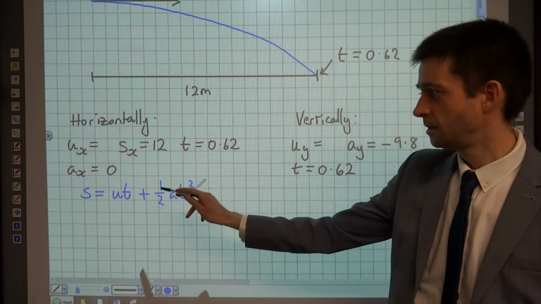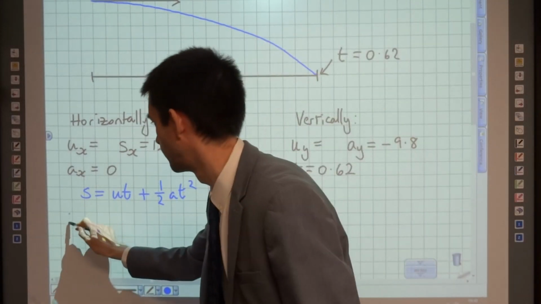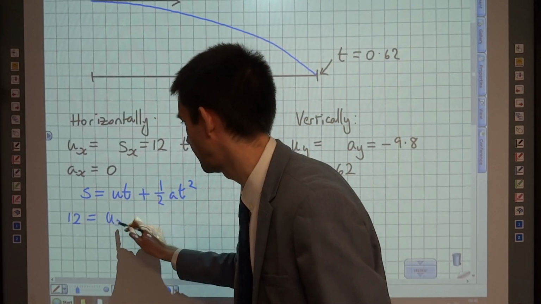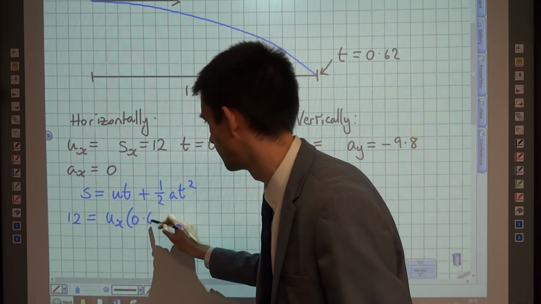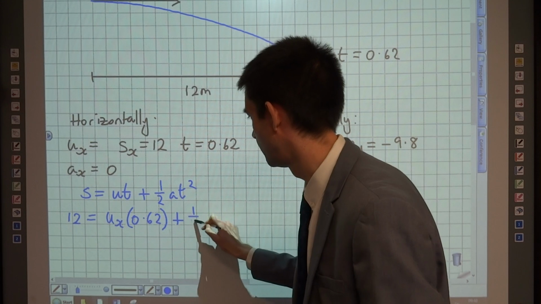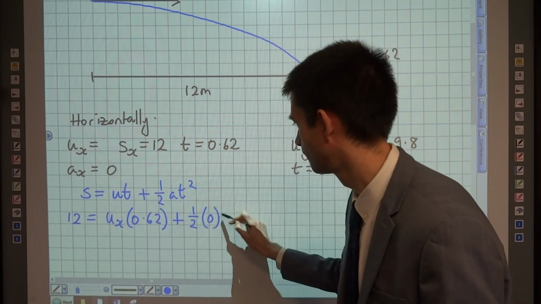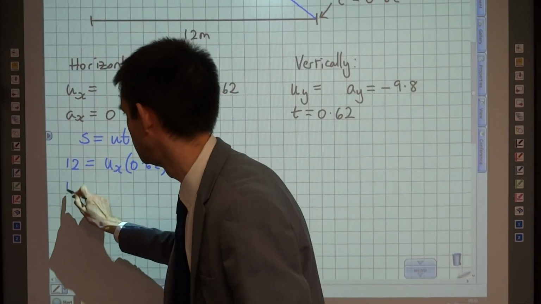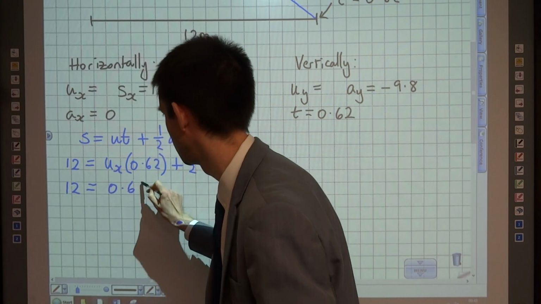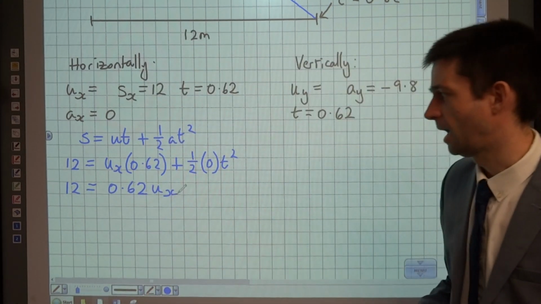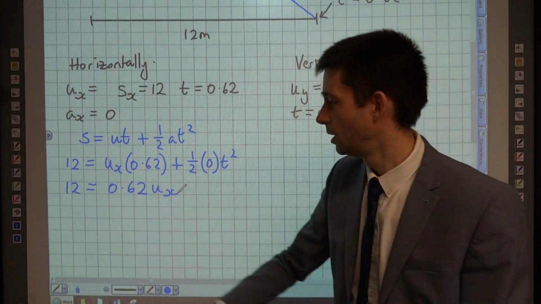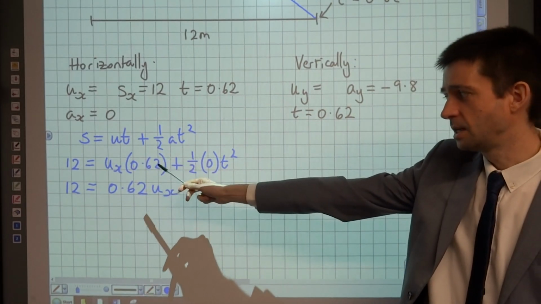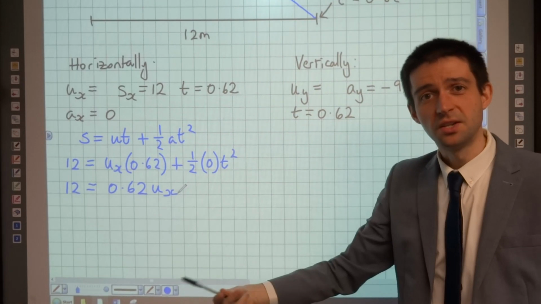Now, the displacement s in the horizontal direction is 12 metres. I don't know u, so I'm going to put ux. I know that t is 0.62, plus a half a, which is 0, t squared. And what this is going to simplify to here is 12 equals 0.62 ux. Now this is important because the horizontal distance travelled is equal to the time multiplied by the horizontal velocity. So it's speed, distance, time.